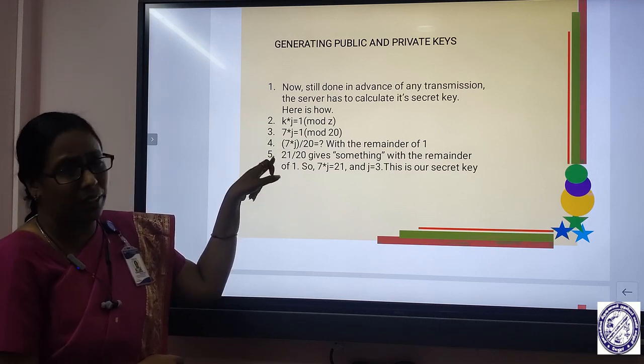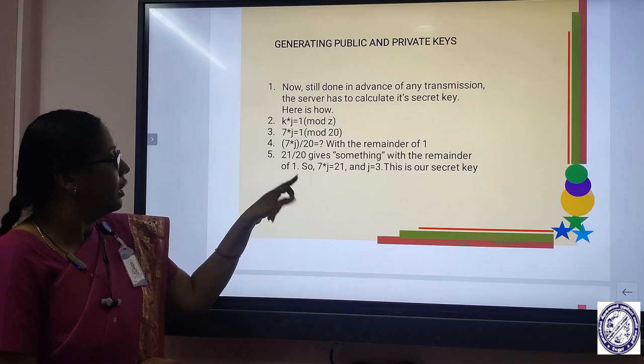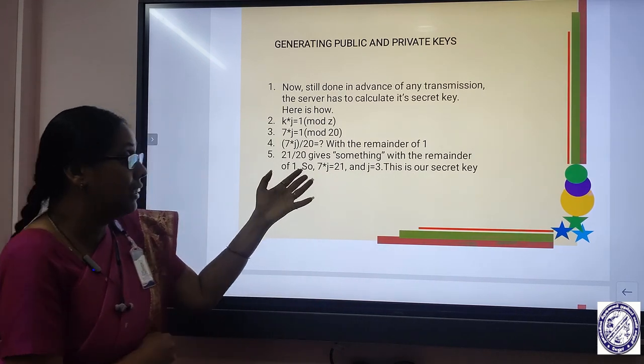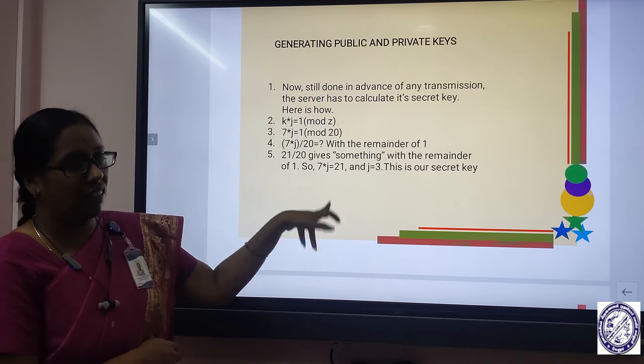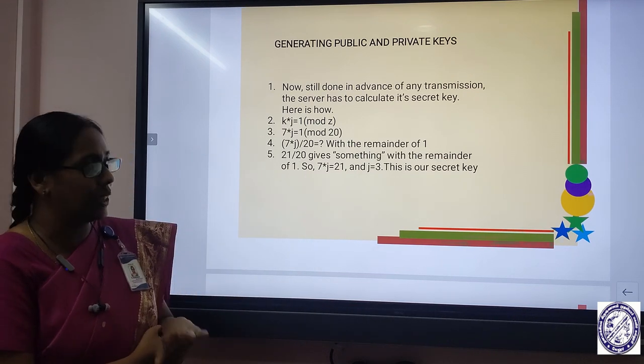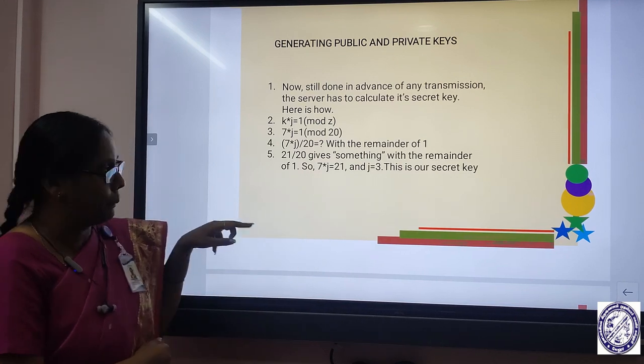7 star j equal to 21. So what is the value of j? J will be 3. Okay, this is our secret key. So here 7 star 3 equal to 21. I mean 7 into 3 equal to 21. So this is our secret key.